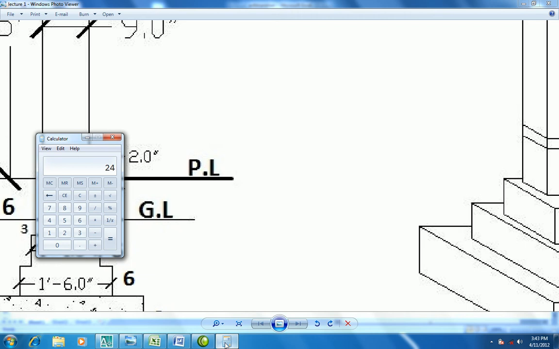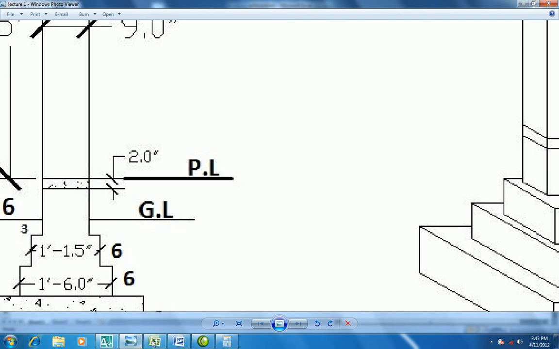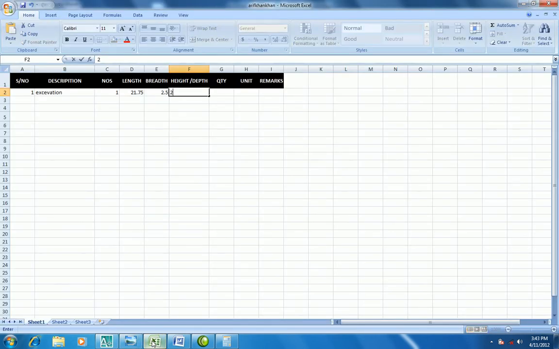So it becomes 24. So divide that by 12, so it will become 2, that's okay. So the height for the excavation with us is 2, that's okay. Let me multiply them: equal to numbers, multiply by length, multiply by breadth, multiply by height or depth. In this case it became 108.75 CFT, that's okay.